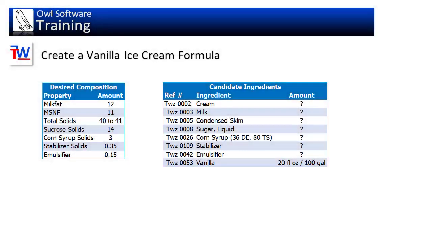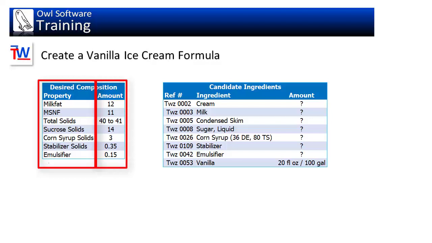In this exercise, we will create a least cost formulation for a vanilla ice cream. We will start by adding the properties shown in this table. Properties are items such as total solids, for which we wish to calculate an amount. We will set limits on the property amounts using the values shown here. This sets limits for TechWizard when determining ingredient amounts.